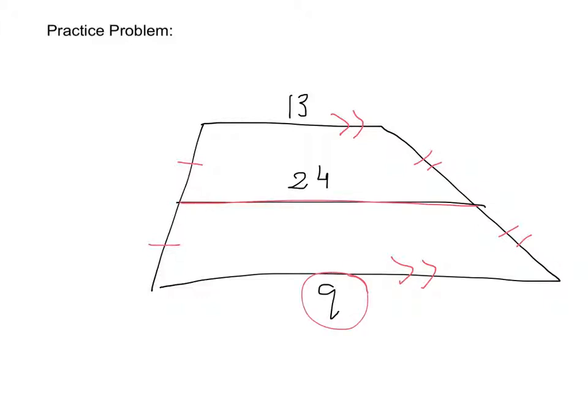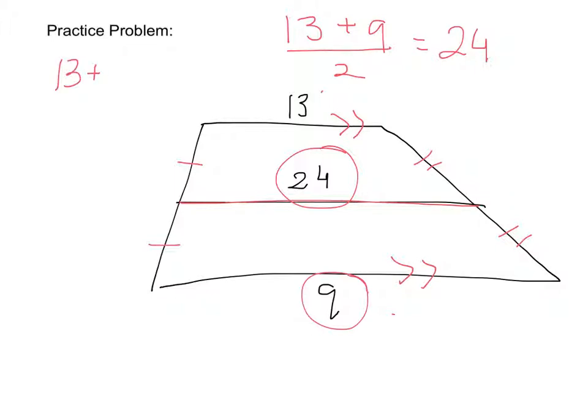So we know that this is the average of 13 and this base Q. So then that's going to be 13 plus Q divided by 2 equals 24. If we multiply both sides by 2, we get 13 plus Q equals 48. And then we can subtract 13 and we get Q equals 35. So then this side is going to be 35 units long.